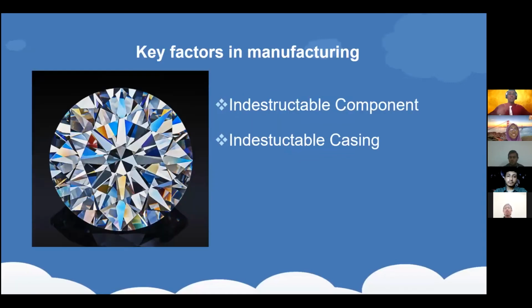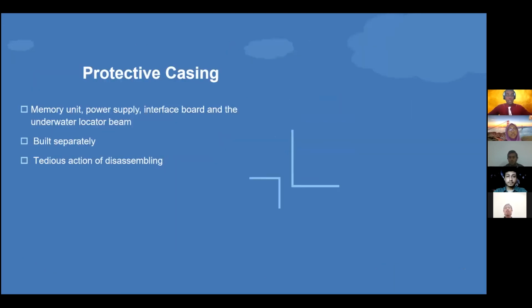Okay, so there are two important factors that determine the manufacturing process. It's to measure the indestructible component of the casing and the inside components. As you can see, the protective casing encapsulates the entire memory unit, power supply, interface board, and the underwater locator beacon. So it's actually built separately to help assembly and disassembly of the black box.